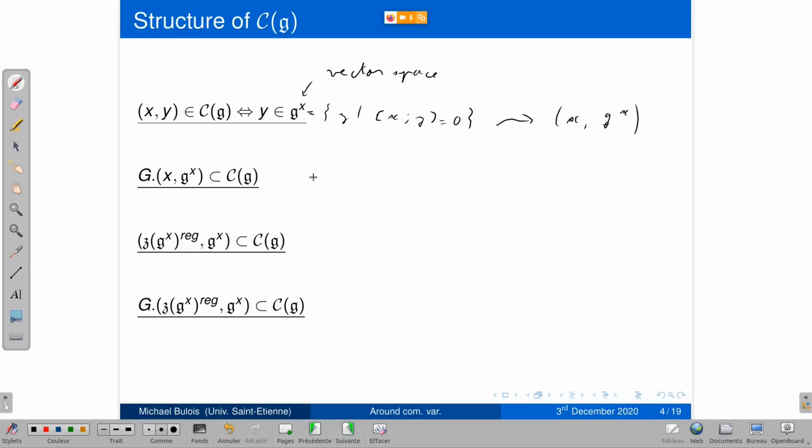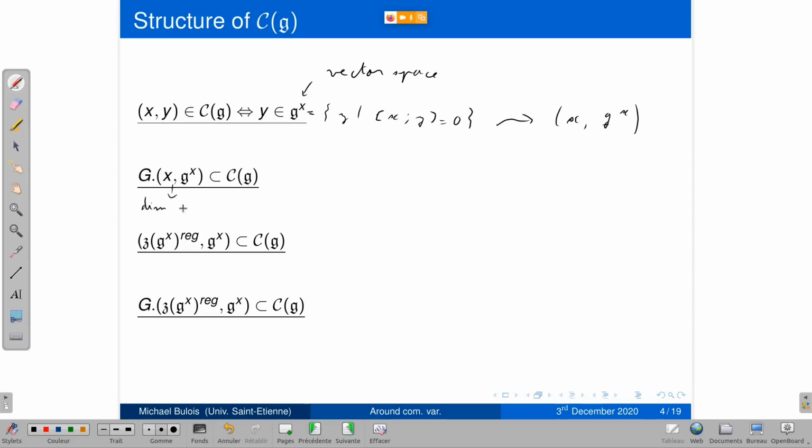What you can do then is to look at the orbit of such a thing, or the orbits. And this still lies in the commuting variety, and here you get something which is much bigger. You can compute the dimension of this thing.